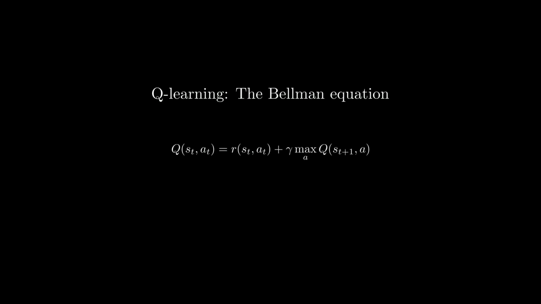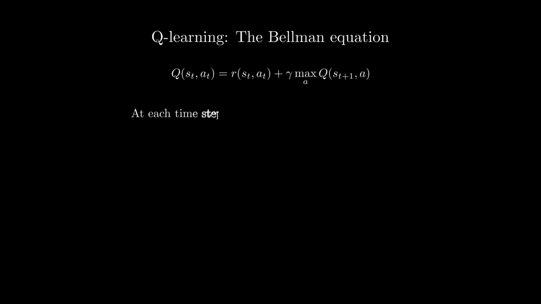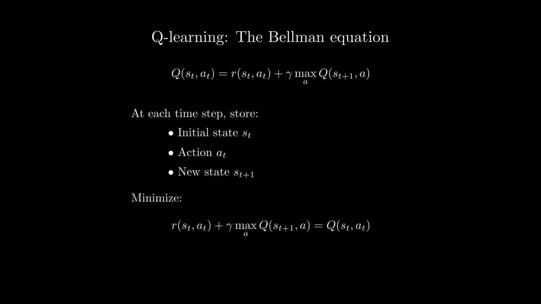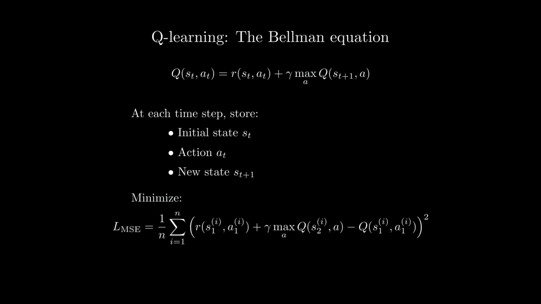At each time step we can store the initial state st, which action we took at, and the new state that this action led to, st plus 1. And now we can define a loss function. So if we want this equation to hold, we want both sides of the equation to be as similar as possible. So then we can take the difference between them and square it, so we get the mean squared error.